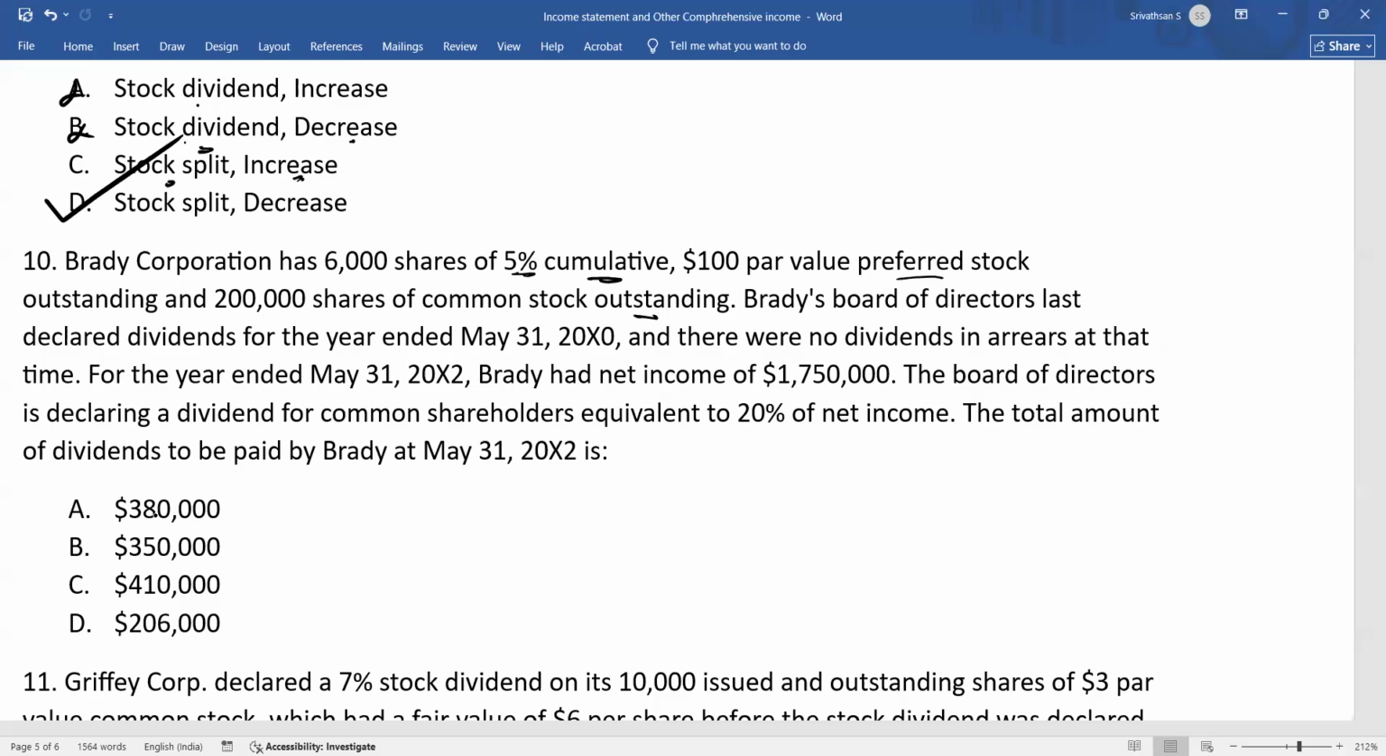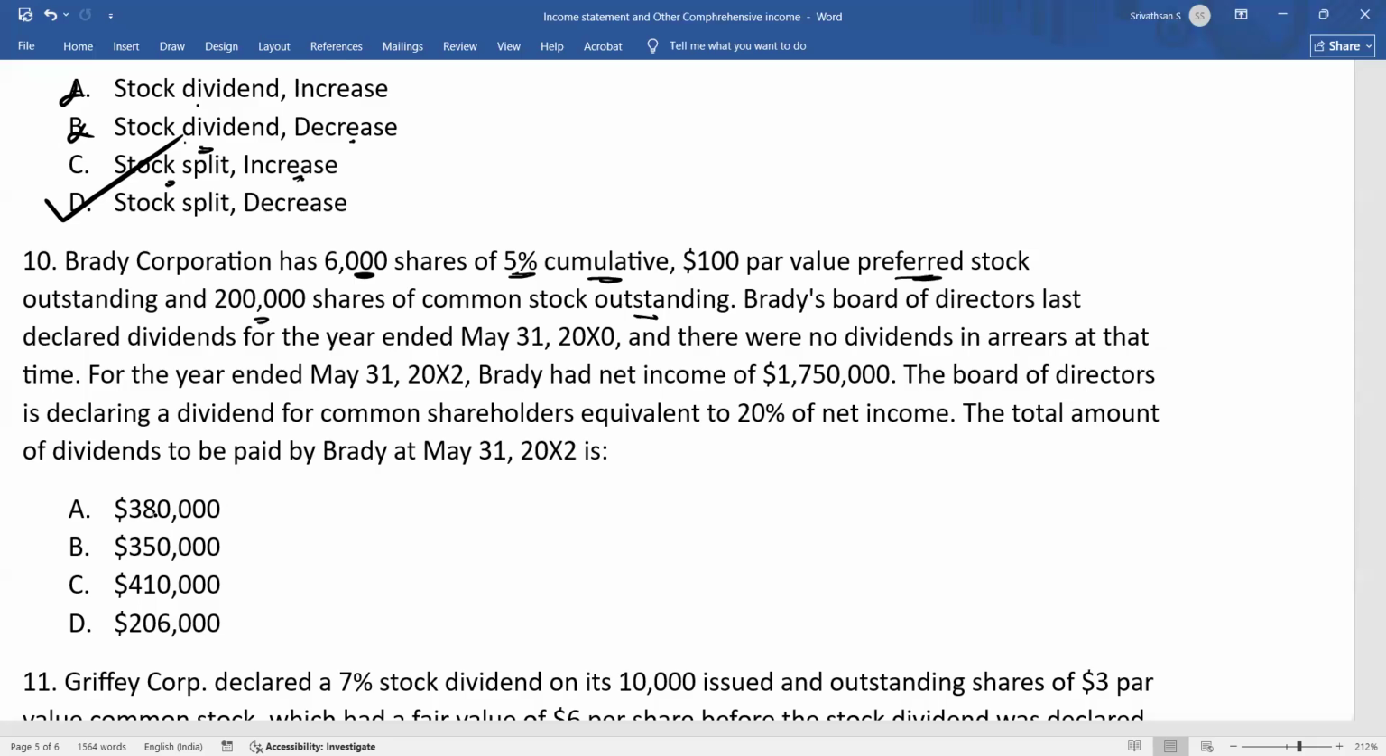The dividend paid on this preferred stock is cumulative. What does it mean? It means that if the company is not paying preference dividend in this period, then the dividend the company failed to pay in this period should be paid in the next period. That is a cumulative preference share. So the number of outstanding preference shares is 6,000 and number of outstanding common shares is 2 lakhs.